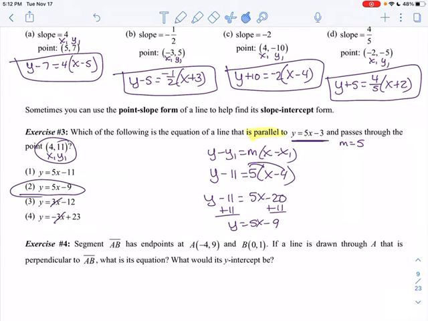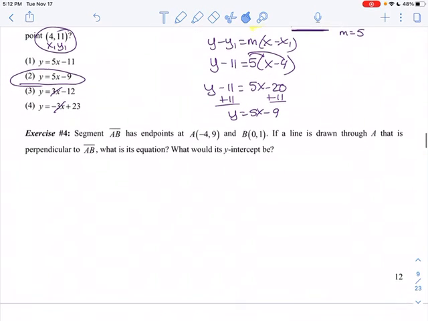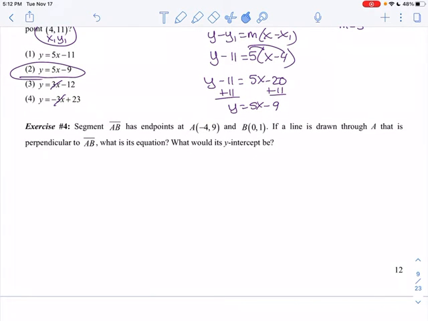Okay. And last one right here, segment AB has endpoints of A and B. If a line is drawn through A and is perpendicular to AB, what is its equation? What would its y-intercept be? All right, so I need a point and I need a slope. I have a point. My point is A. I need a slope. I don't have a slope, but I have information. It's perpendicular to AB. So let's find the slope of AB, and then it's perpendicular. I'm going to have to do the negative reciprocal.